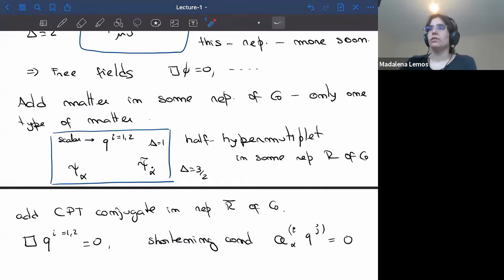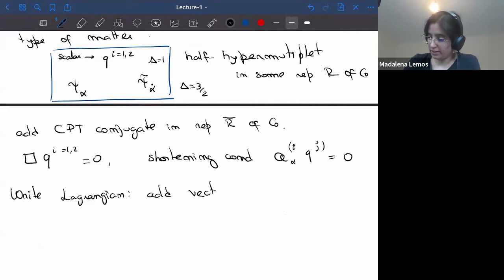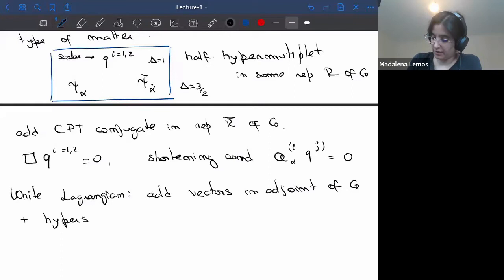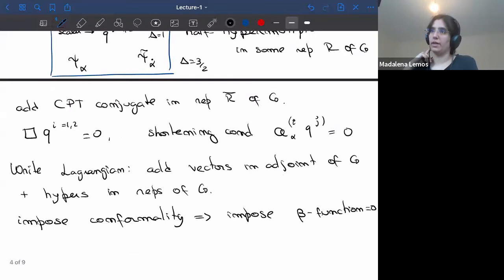So now to write a Lagrangian, you just take these two together. You add vectors in the adjoint of G, and then hypermultiplets in representations of G. I'm interested not only in supersymmetric theories, but also conformal theories. So I need to impose conformal invariance. So I should impose that the beta function vanishes, and this constrains the type of matter I can add in my Lagrangian.